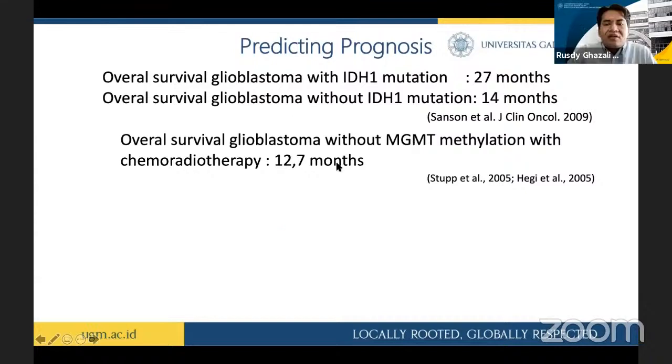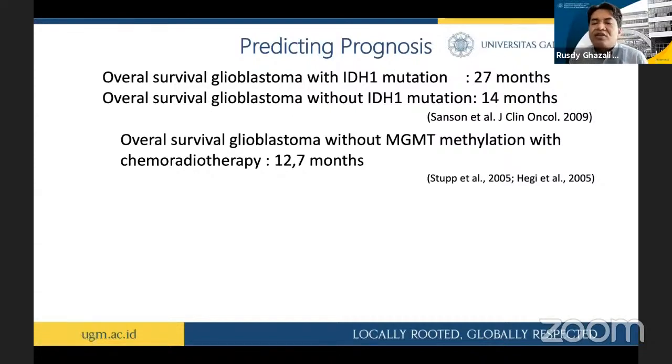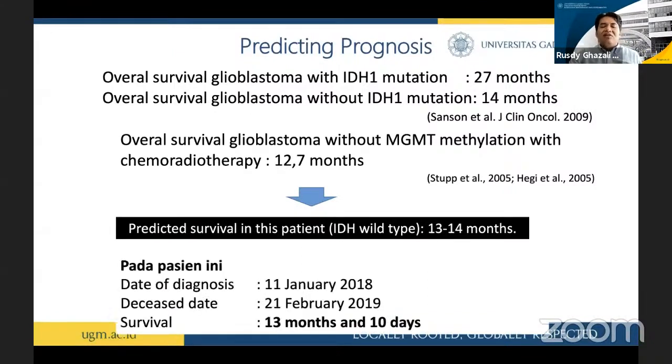So this mutation can also be used to predict prognosis of patients. So overall survival of glioblastoma without IDH mutation, like I mentioned, is 27 months. With mutation is 14 months. With mutation is around 30 months. Now, the overall survival of GBM without MGMT methylation with chemoradiotherapy is around 13 months. I mentioned about this before. So in these patients, we predict the survival around 13 to 14 months, which is actually quite accurate because the patients pass away after 13 months and 10 days. So it shows the importance of molecular markers of genetics in prognostication of the patient and determining the prognosis for the patients.